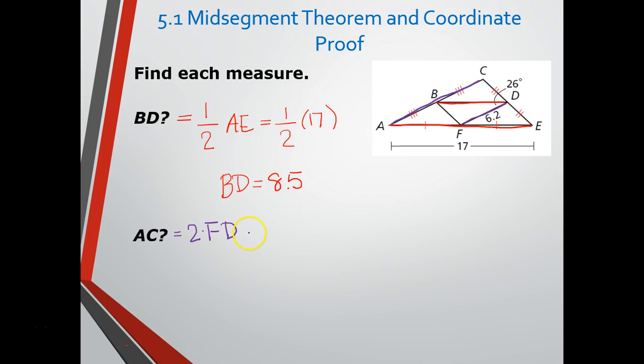Okay? So we're just using that in reverse. When we're finding the bigger side of the triangle, we're going to multiply it by 2. When we're finding the mid-segment triangle, any pieces of that, we're going to be dividing by 2 instead. So 2 times FD. And FD, we have that length is equal to 6.2. So that there is equal to 12.4. And we're done finding those measures.